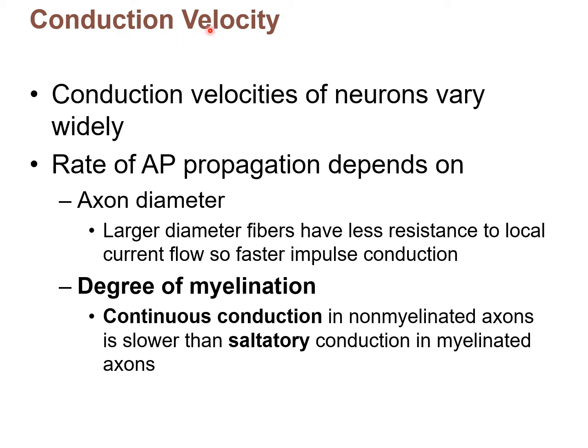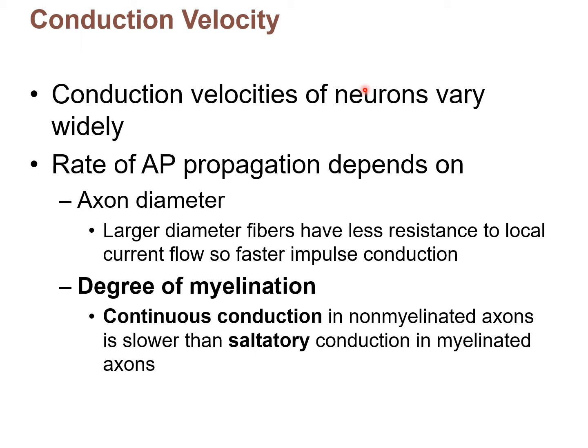All right, conduction velocity refers to how quickly the action potential travels down an axon. It's always going to stay the same speed, right? The velocity is always going to be the same on a given neuron. But some neurons conduct their impulses faster than other neurons. They're always all or nothing.